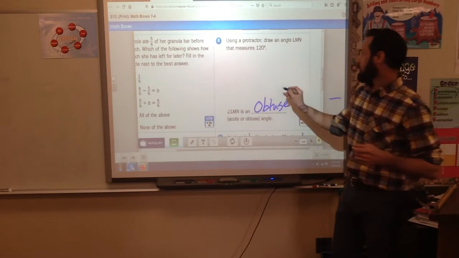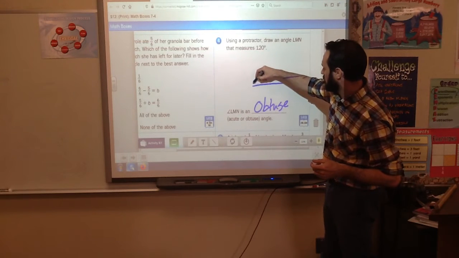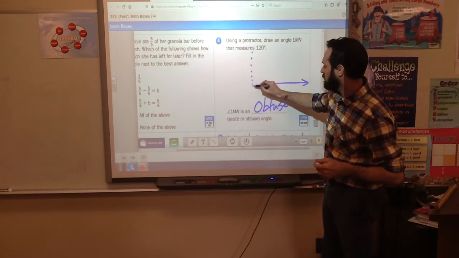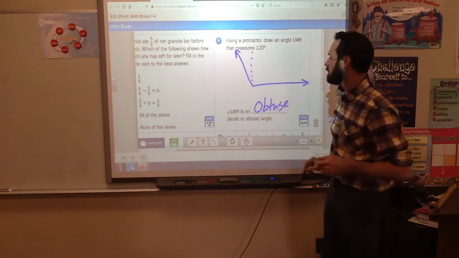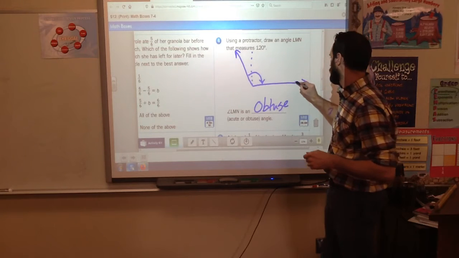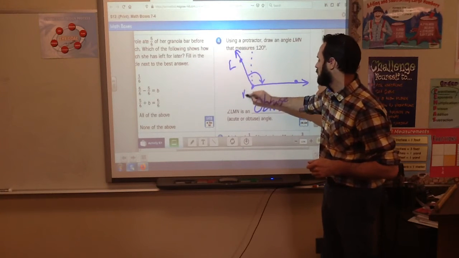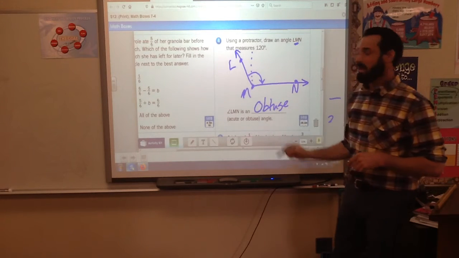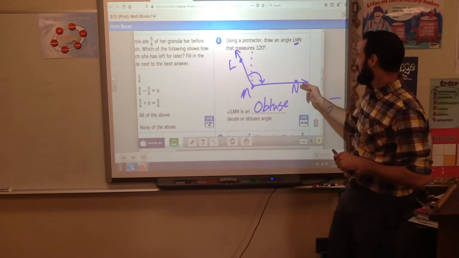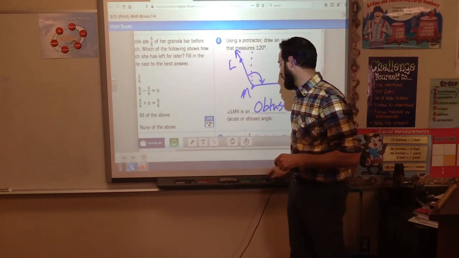It's kind of hard for me to draw it on here, but I would imagine it should look, there's 90. About another 30 onto that would be somewhere in there. And then you'd need to label it L, M, N. The M needs to be the vertex, the middle point. It could be L, M, N. That would also be acceptable. I wouldn't mark that wrong.